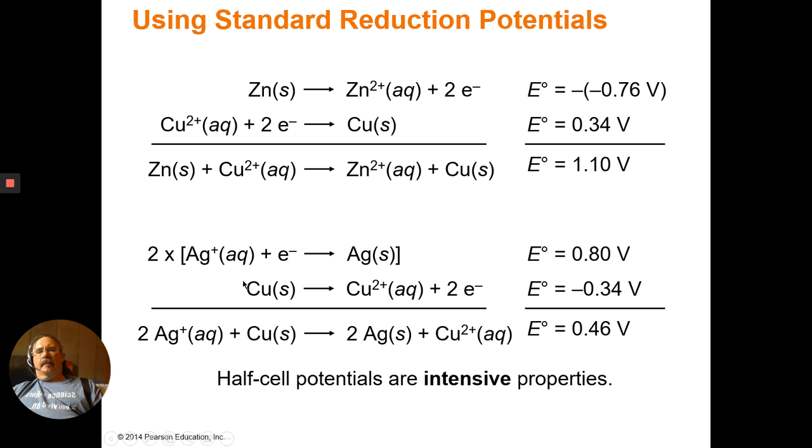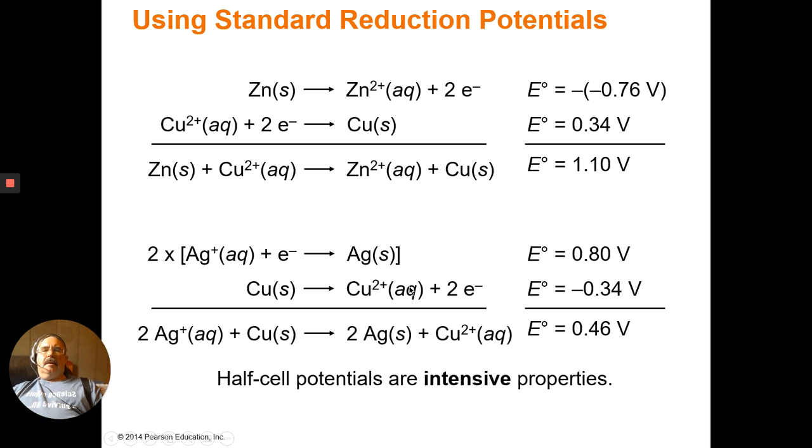Here we have silver and copper. In this case, silver is the cathode rather than copper. Copper is the anode. So silver is listed higher than copper on the chart. This is the value off the chart for silver. The reduction potential for copper is 0.34, but since this is an oxidation, we changed the sign. So we flipped the reactants and products here.